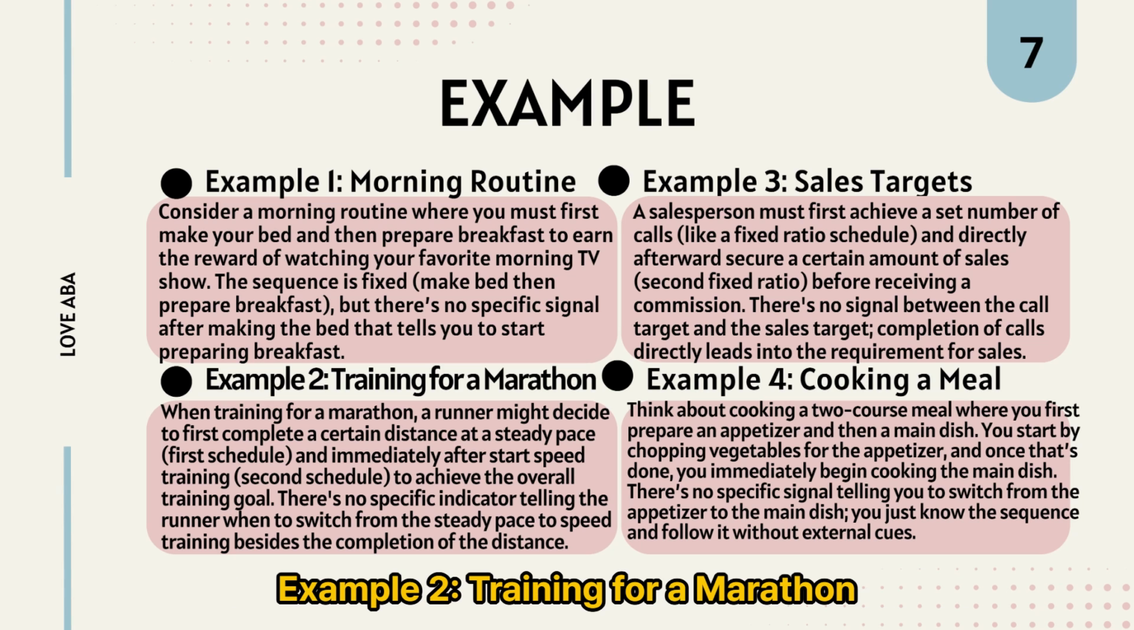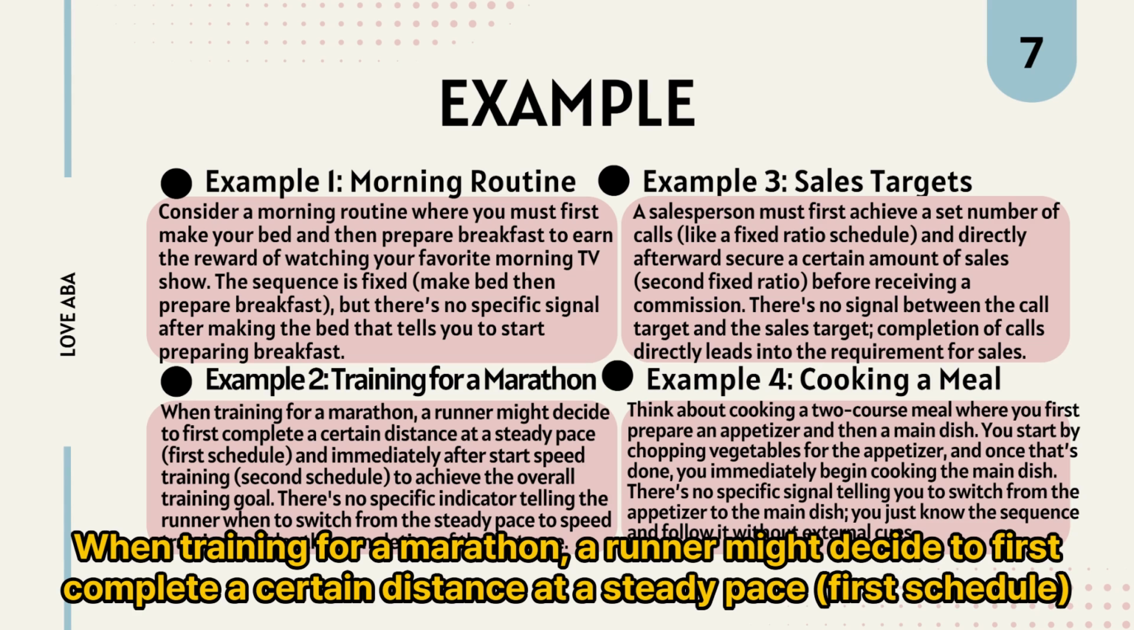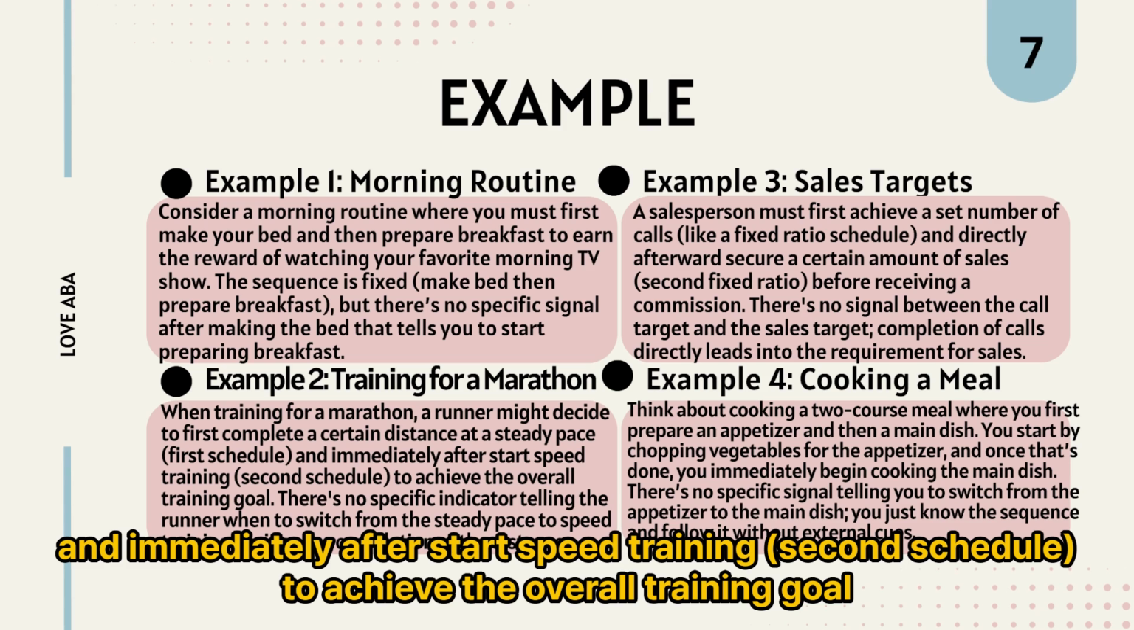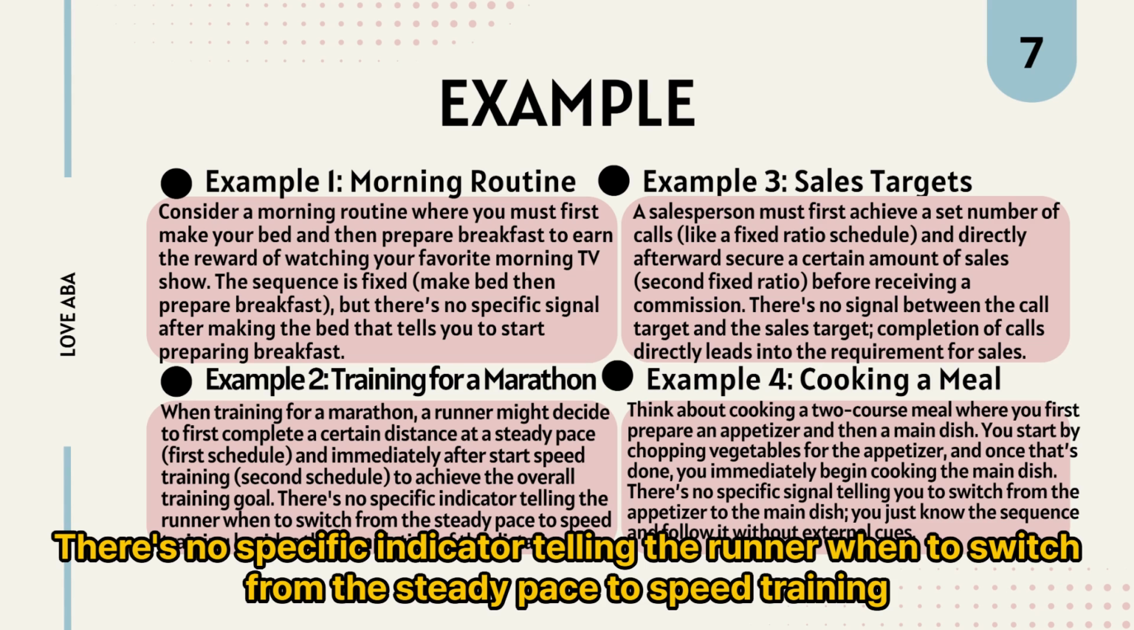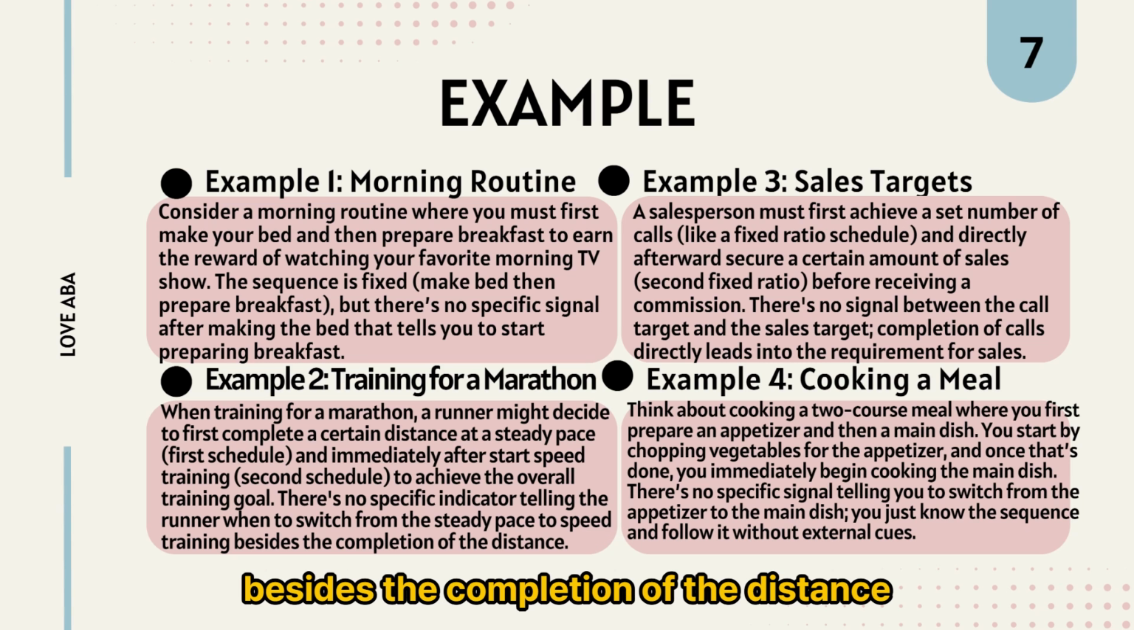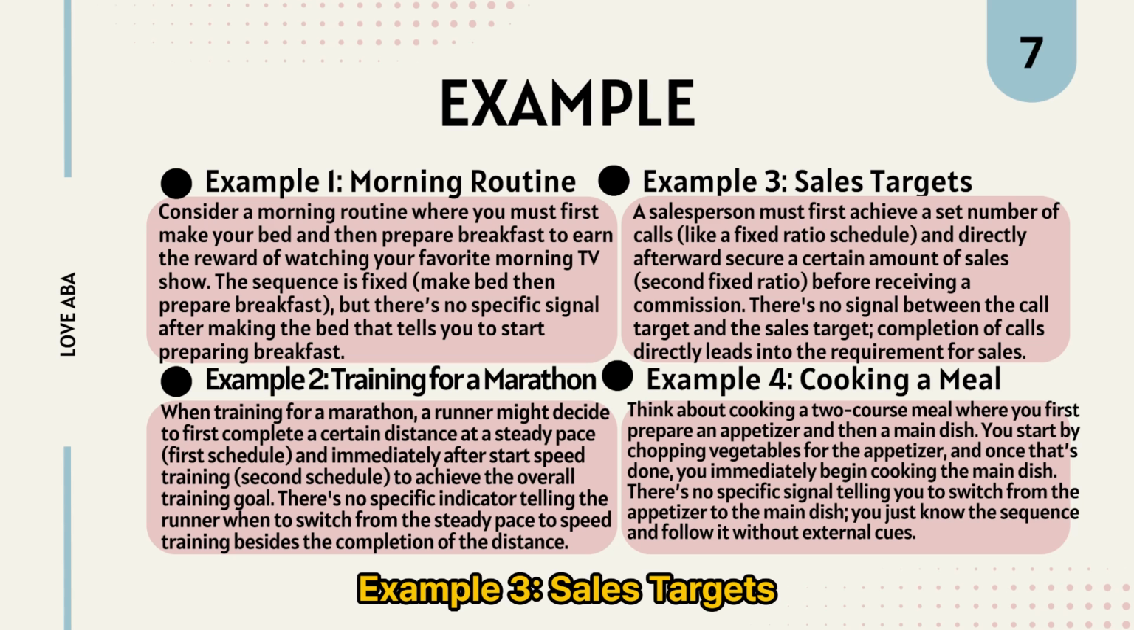Example 2, training for a marathon. When training for a marathon, a runner might decide to first complete a certain distance at a steady pace, first schedule, and immediately after start speed training, second schedule, to achieve the overall training goal. There's no specific indicator telling the runner when to switch from the steady pace to speed training, besides the completion of the distance.